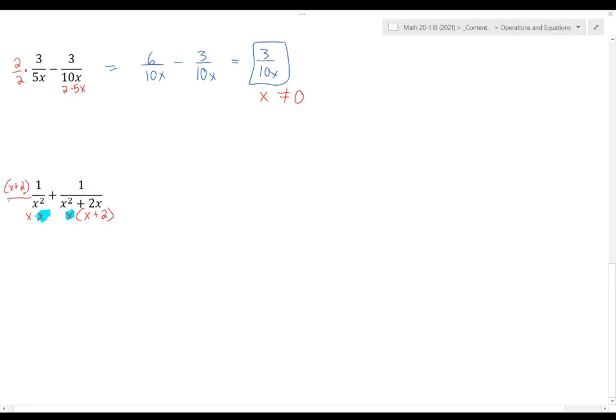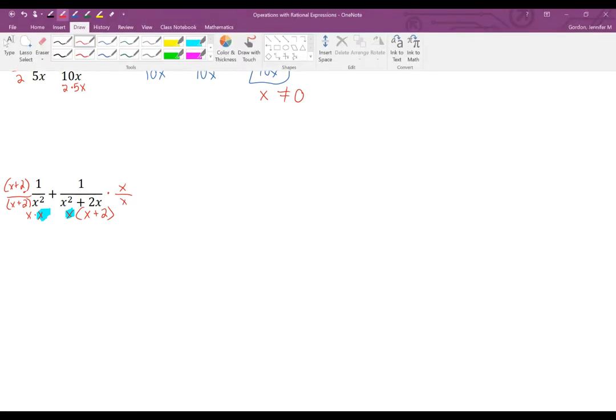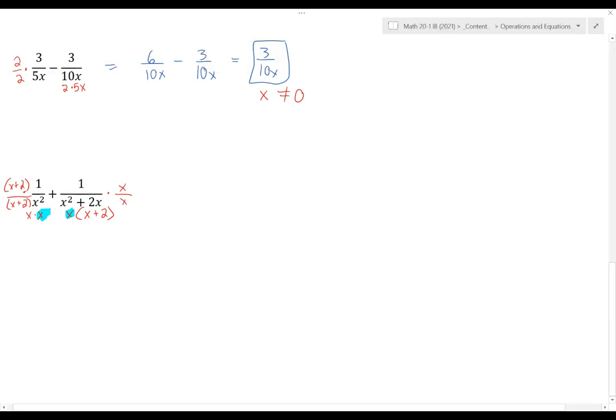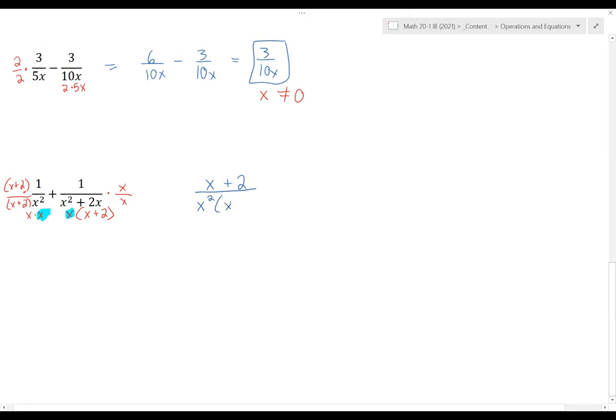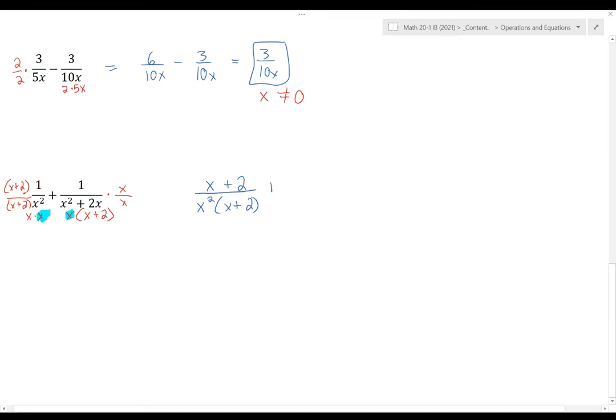In the first case, that's the factor of x plus 2, which is missing. So I multiply the numerator and the denominator both by x plus 2. And in the second fraction, it's a second x. So I'm going to multiply both the numerator and the denominator by x. So what this gives me in the first fraction is 1 times x plus 2, which is just x plus 2, over my new common denominator, which is x squared times x plus 2, and then plus 1 times x, which is just x, over that same denominator, x squared times x plus 2.